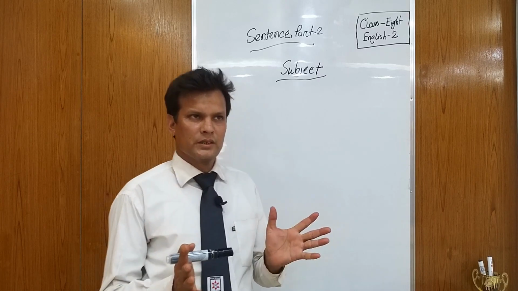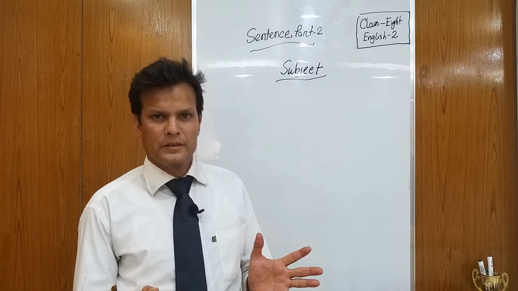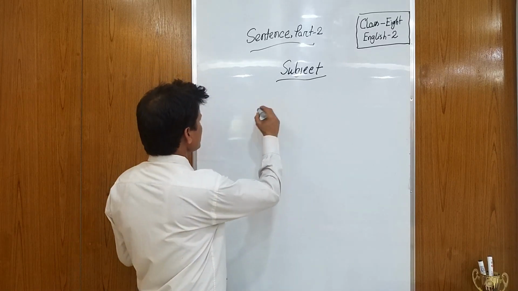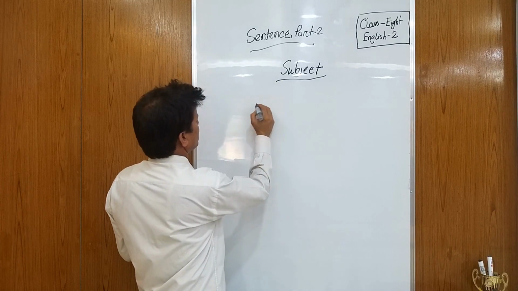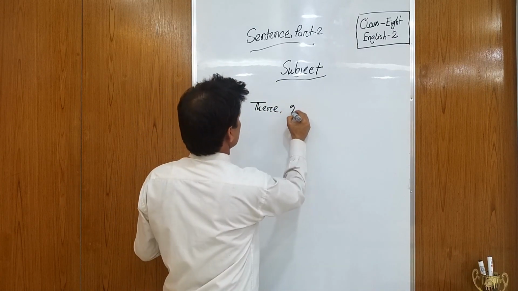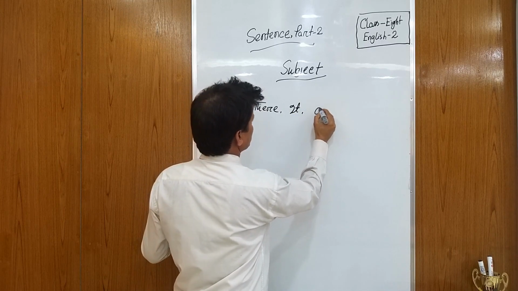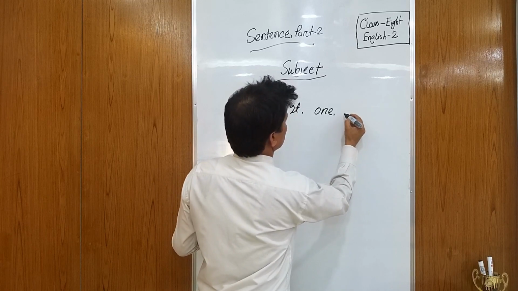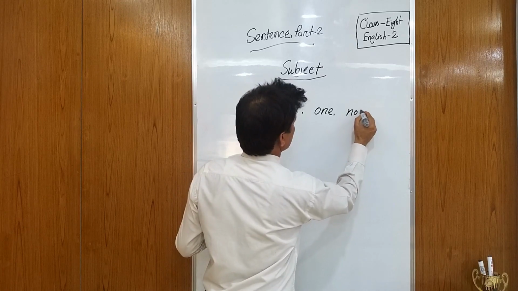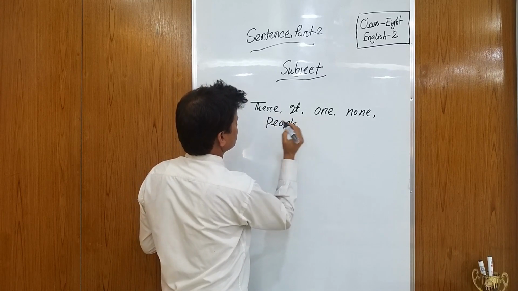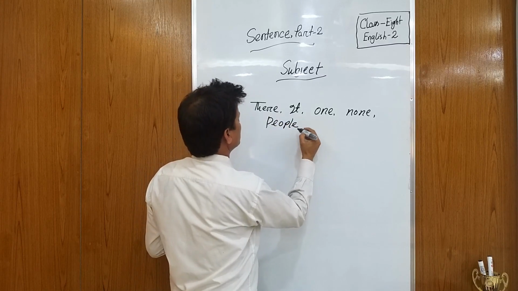Sentences are made by unreal subjects like there, it, one, none, people, and so on.